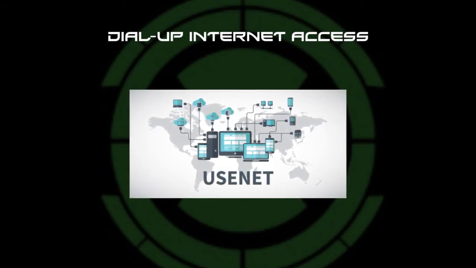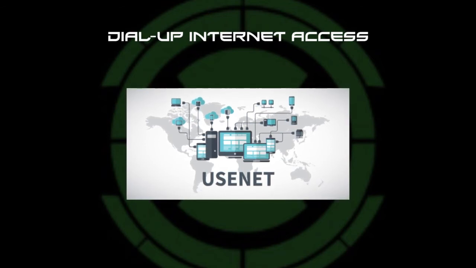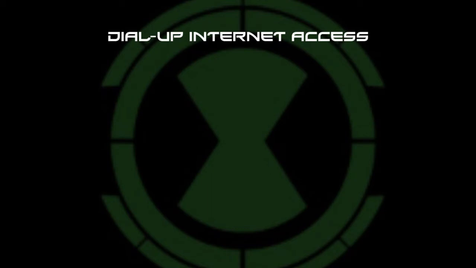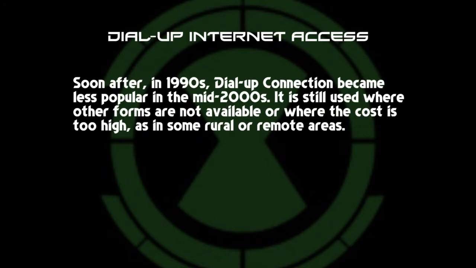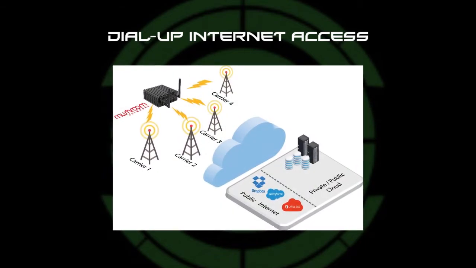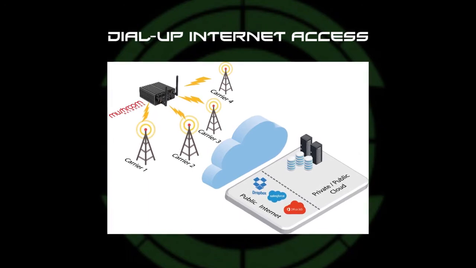Dial-up internet has been around since the 1980s via public providers such as NSFNET-linked universities. After the introduction of commercial broadband in the late 1990s, dial-up internet access became less popular in the mid-2000s. It is still used where other forms are not available or where the cost is too high, as in some rural or remote areas. Modems can be used everywhere, in your homes, schools, offices and others.